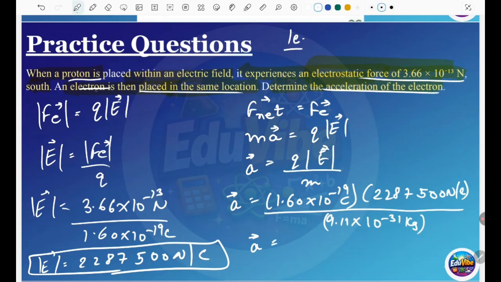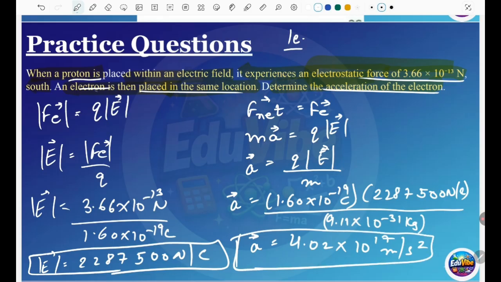So what is the acceleration? You have to multiply and divide, and you get 4.02 × 10^17 meters per second squared. That's the acceleration of the electron we had to find. Yes, this is the answer for that question.